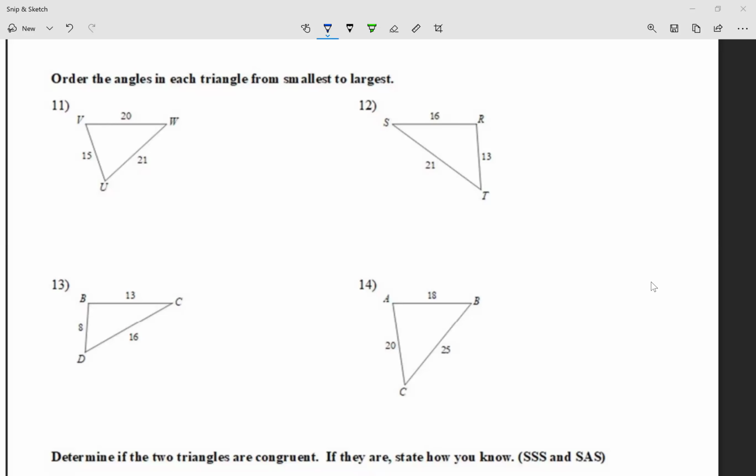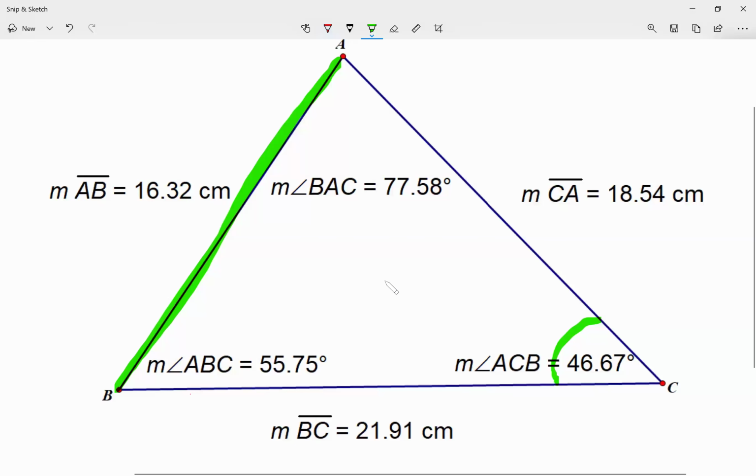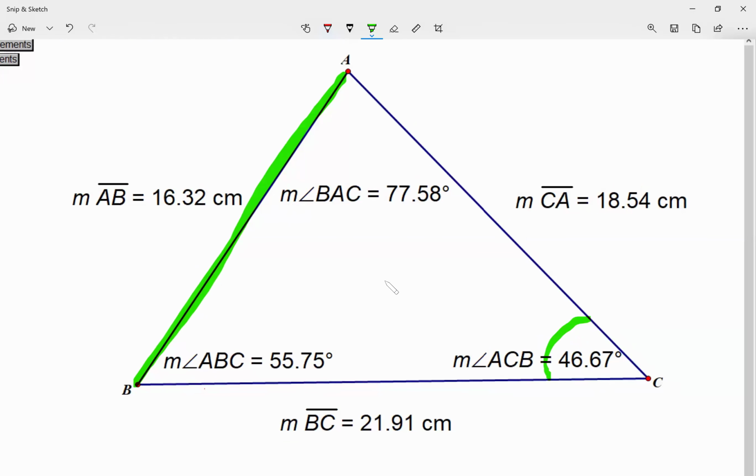Okay, so for today, I'm going to be working questions 11 through 14. Here, we need to order the angles in each triangle from smallest to largest, but I'm giving the measurements of the sides. Well, this is pretty alike like we saw yesterday. Remember how for assignments yesterday, I showed you guys something like this? Remember when we talk about this, that the smallest angle was opposite from the smallest side, the biggest angle was opposite from the biggest side. Remember we saw this yesterday? So I'm going to use the same idea for here, for our work.